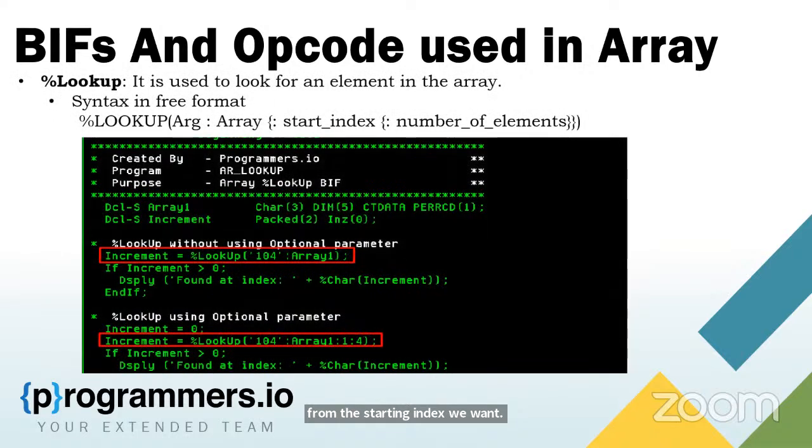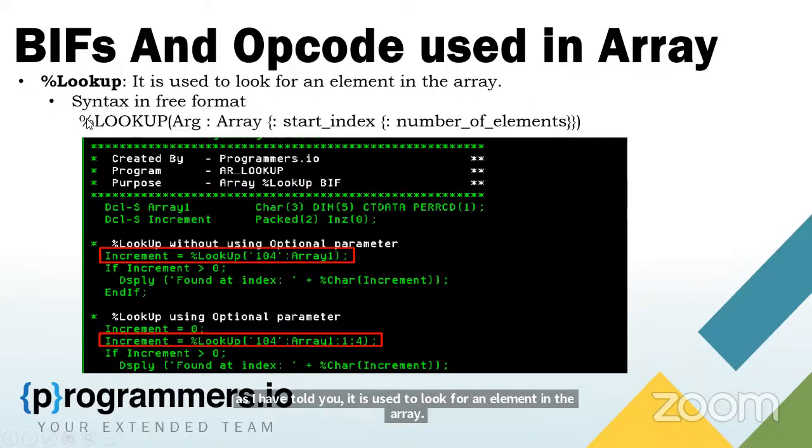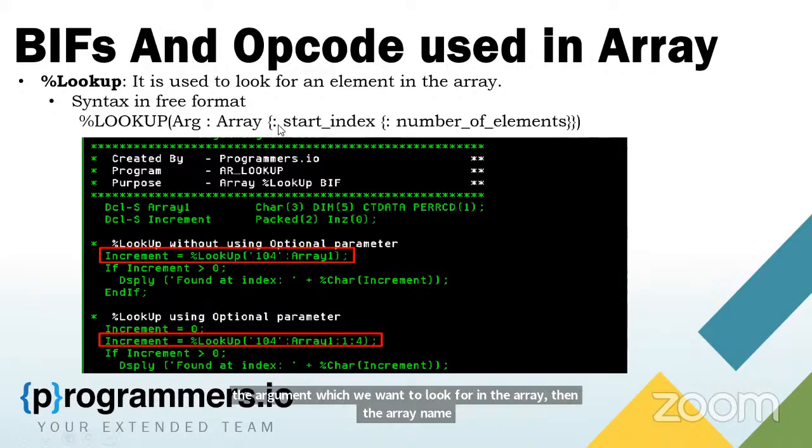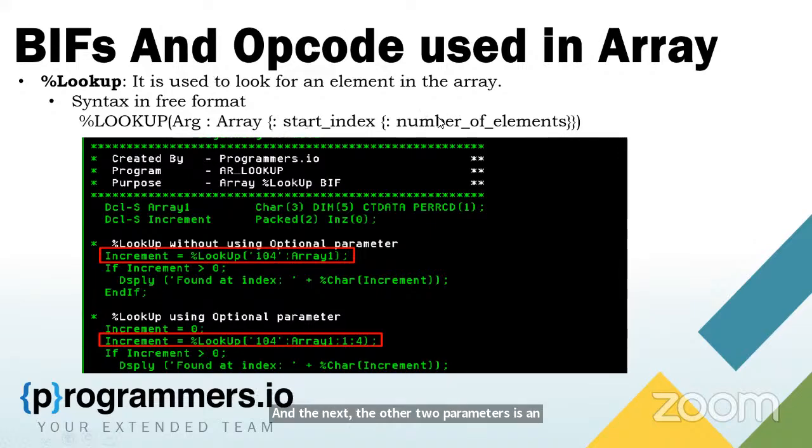First is %LOOKUP. As I have told you, it is used to look for an element in the array. The syntax is not very big. I'm using %LOOKUP, then the argument which we want to look for in the array, then the array name. The other two parameters are optional: the start index and the number of elements. If you want to look for an element from a specified position, you can use the start index or the number of elements you want to search.